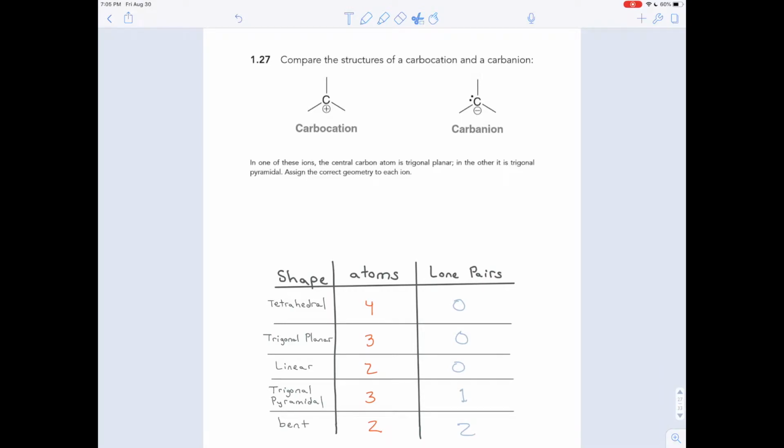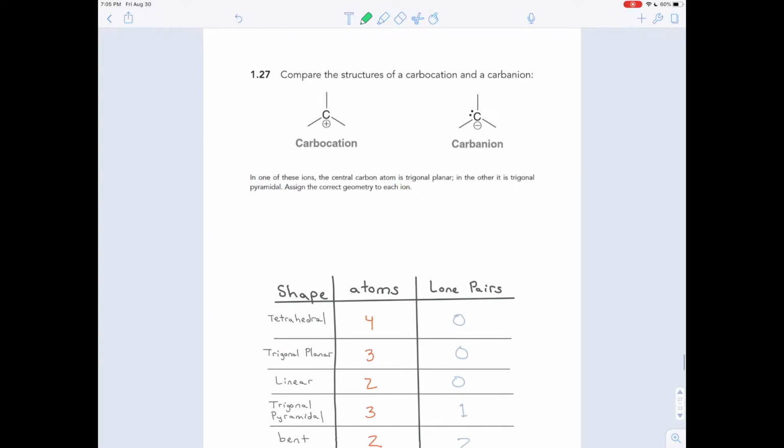In question 127, they want you to compare what they're calling the structures of a carbocation and a carbanion. They give the labels for these down here, and then they say the shapes that these could be. It says in one of these ions, the central carbon is trigonal planar, so that's one of them. One of them is going to be trigonal planar, and the other trigonal pyramidal, and they want you to say which is which. Okay, first, what is this carbocation, carbanion business?